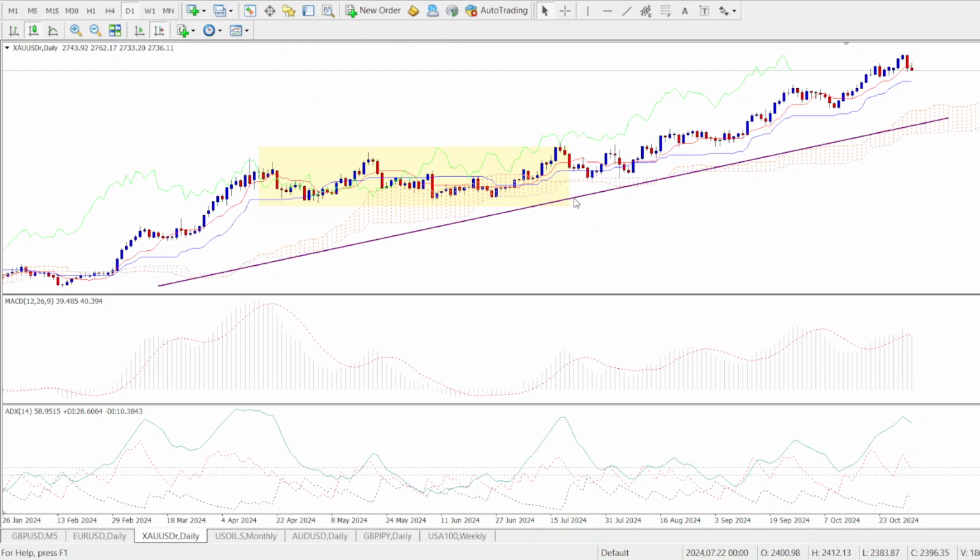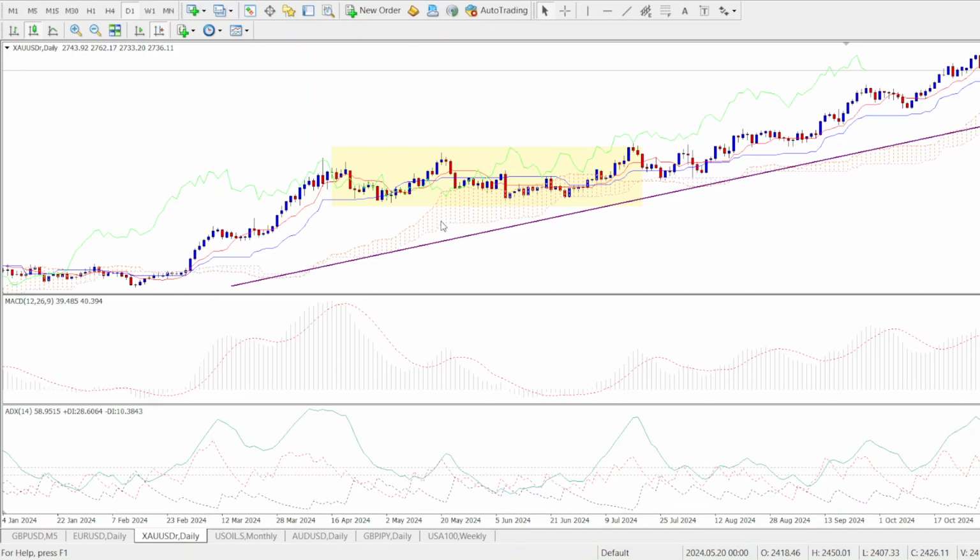All right. Now the Kumo cloud helps us to identify the trend, because the Kumo cloud itself serves as a dynamic support and resistance. Now, this indicator might look complex at first, but the Ichimoku cloud gives us a really complete view of the market's current state. We can see that when the Kumo cloud is below the price, it serves as a support.